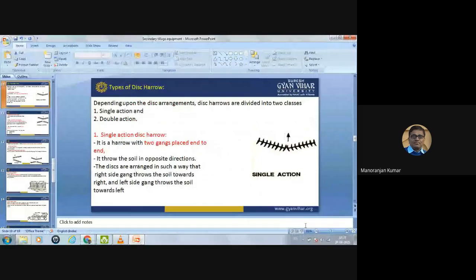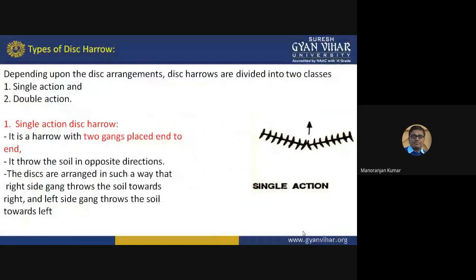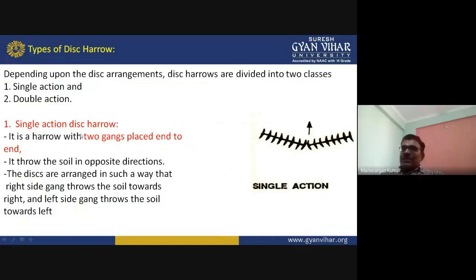So first type is known as the single action disc harrow. Other type is double action disc harrow. First one is single action disc harrow. Here in the picture you can see this is the single action disc harrow. It is a harrow with two gangs placed end to end. In the picture, the number of discs on the common shaft is the one gang. So you can see there are two gangs, and both gangs are placed end to end.